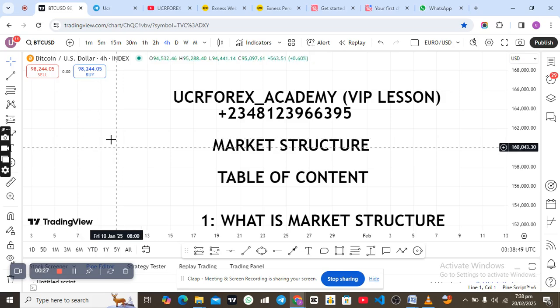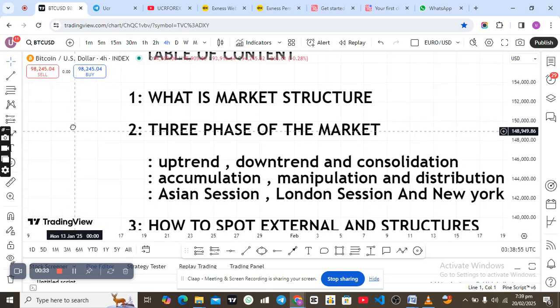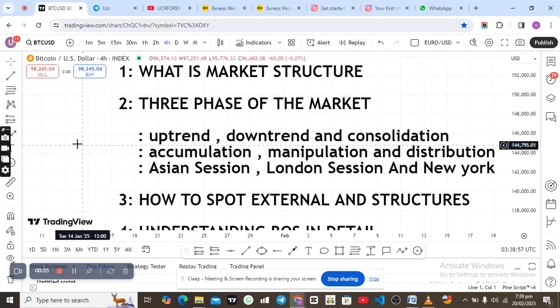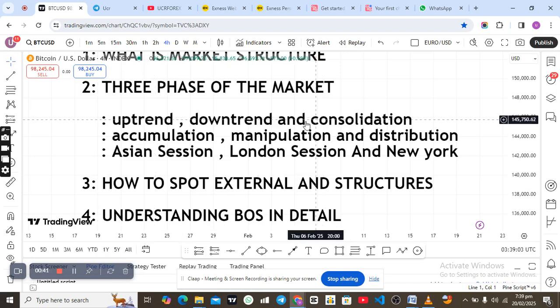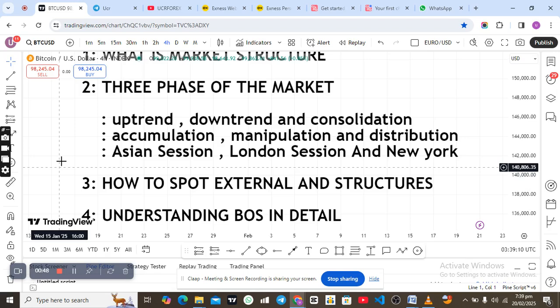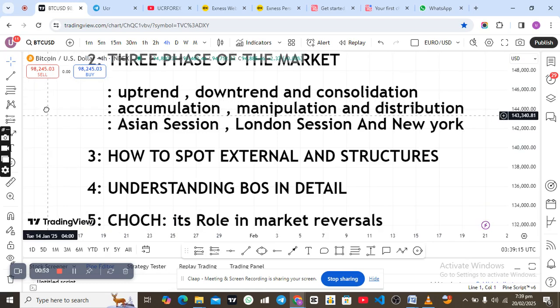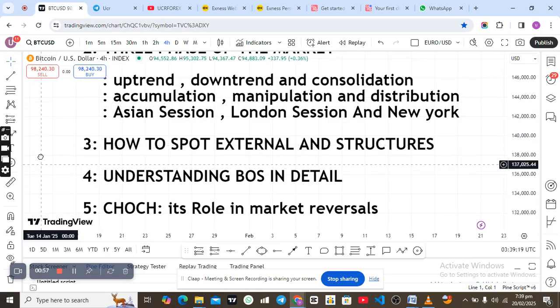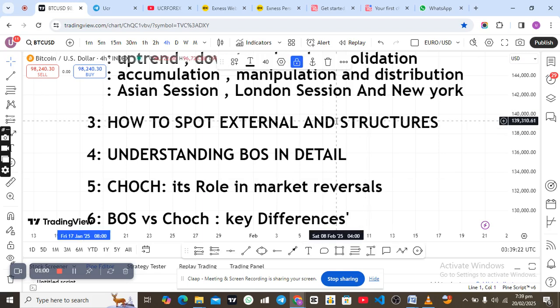So these are the things we'll be covering in today's lesson, which is the table of contents. Number one is what is market structure. Number two is the three phases of the forex market, which we are going to extensively explain: what is an uptrend market, downtrend market, consolidation market. This can also be called accumulation, manipulation, distribution, or Asian session, London session, and the New York session. I'm going to show you the differences, or whether they are the same, and then we'll try to understand how to spot external structure and internal structure.